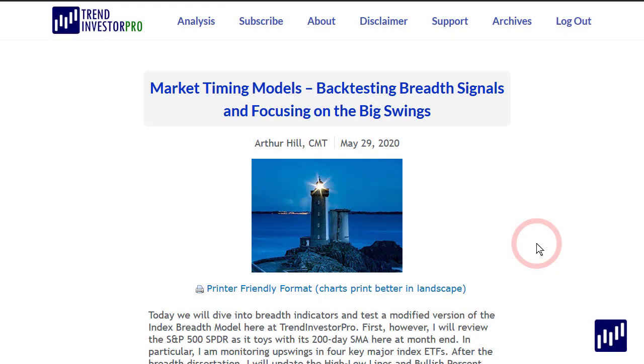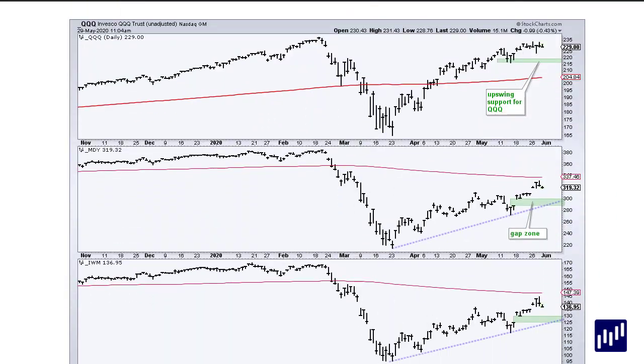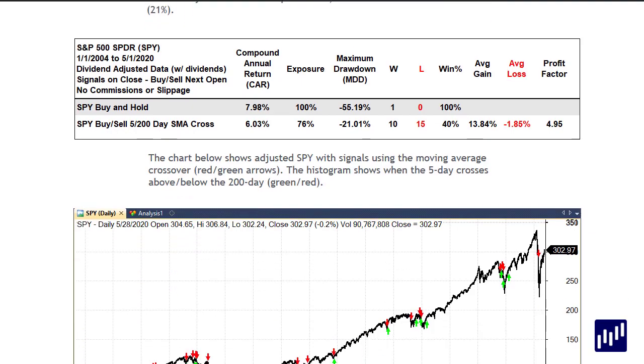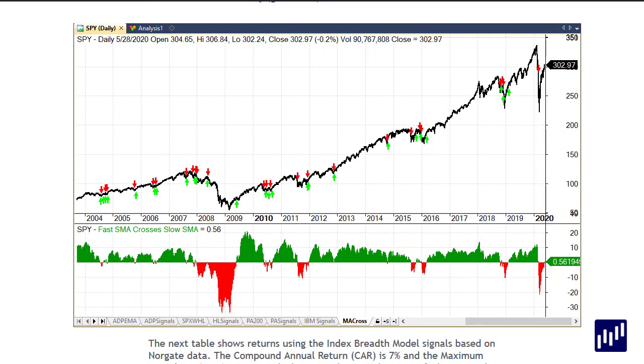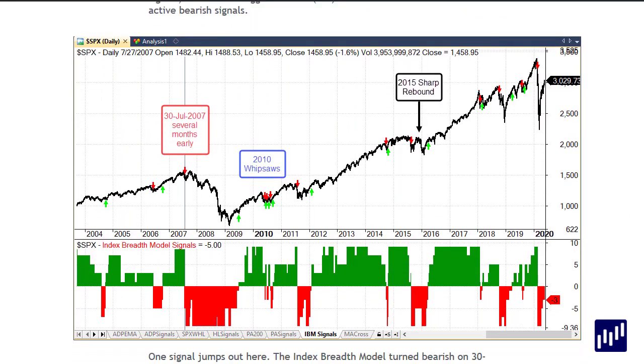So the reason for this back test is because I've got a breadth model at trendinvestorpro.com, and I back tested a version of this model over the weekend, and I'm using Norgate data for the back test. So it's not the same data or signals you might see on StockCharts. But what I did here was I took these breadth indicators, and the model goes from +9 to -9, when all 9 signals are bearish, or all 9 signals are bullish. These are the signals generated since 2004.